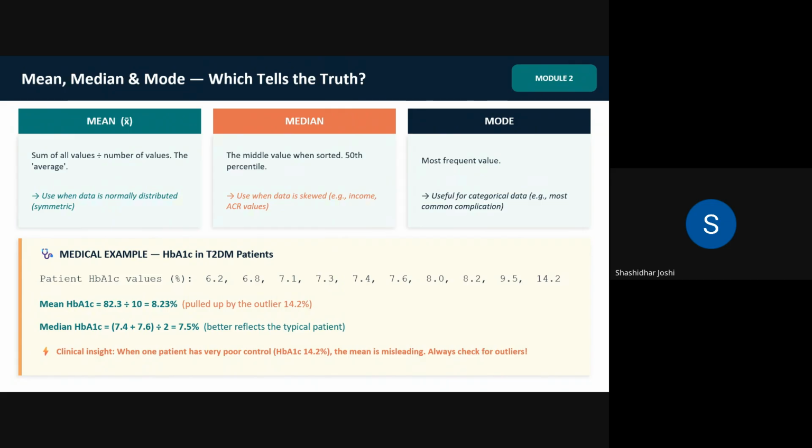That is something you need to understand. When you get to the stage of data analysis, maybe you can connect with me or any statistician for that purpose. But this is very important, the distinction between mean, median and mode.